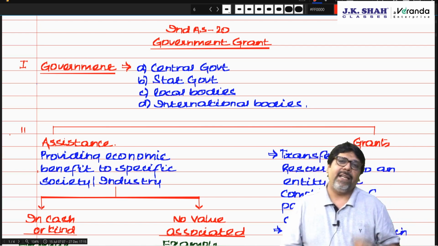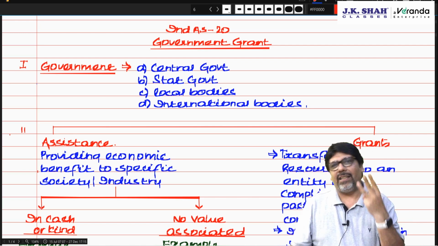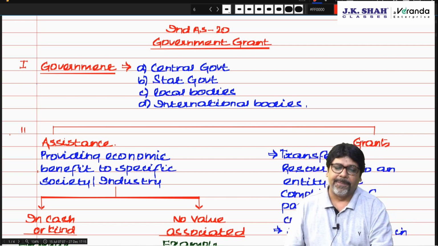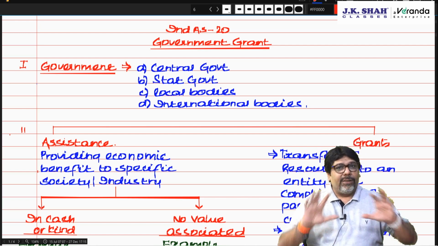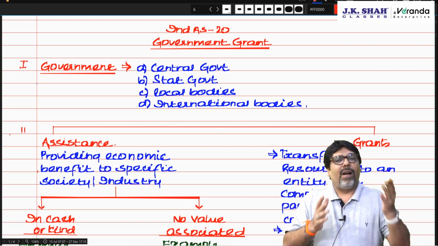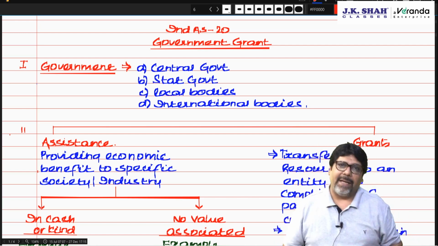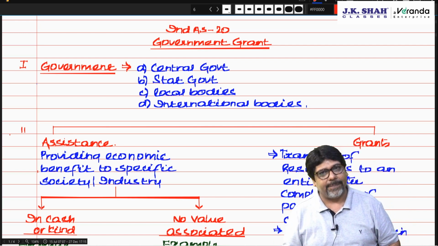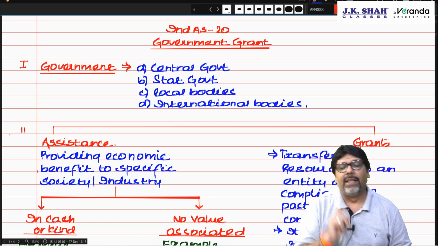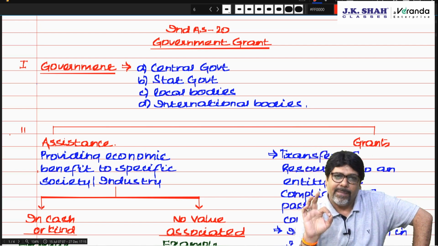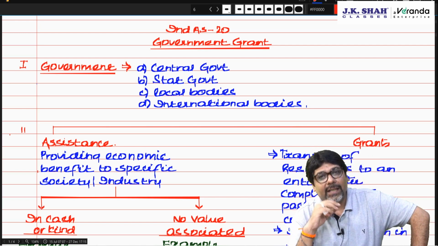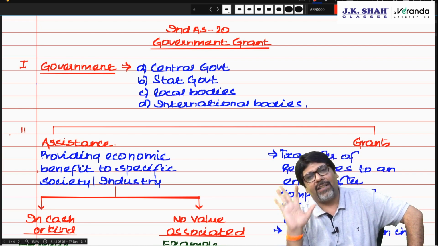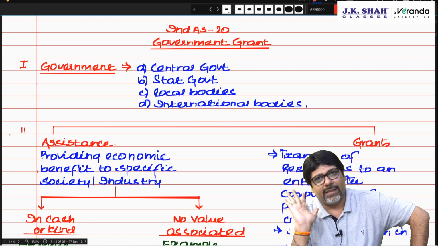Government grant can be in three ways: cash, kind, or in terms of loan. Loan means repayable, relax. So this is what is government grant. Now, when to recognize government grant? The standard says that it should be recognized on accrual basis. I'll come to a practical aspect of it. Accrual basis means when conditions relating to grant are fulfilled and when the grant is sanctioned. That means there is a certainty of collection.